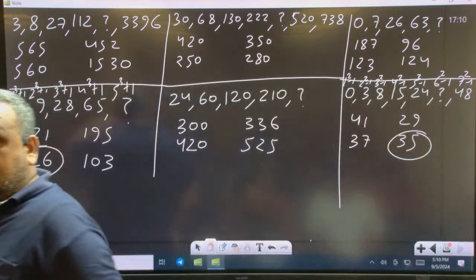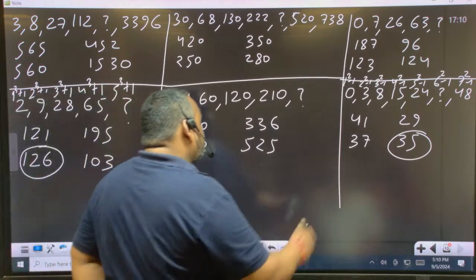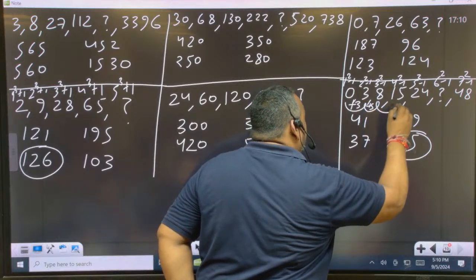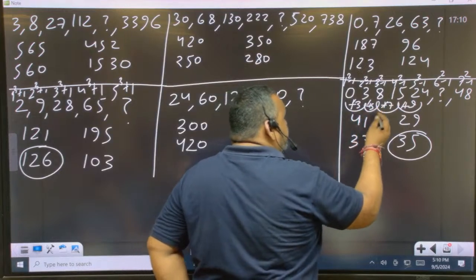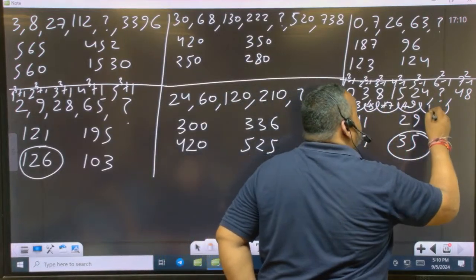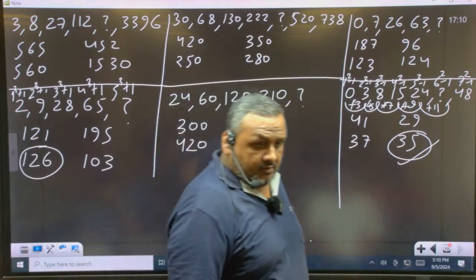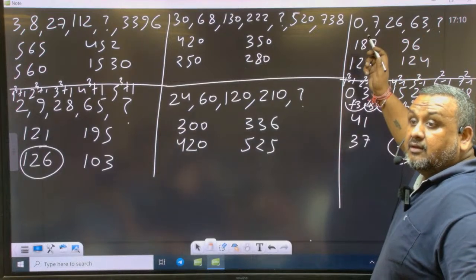Because, look, there is one more logic in this. The numbers are not so far from each other here. So we can think like this also. Plus 3, plus 5, plus 7, plus 9, then 11. Answer 35. Right? Now, again this 63.